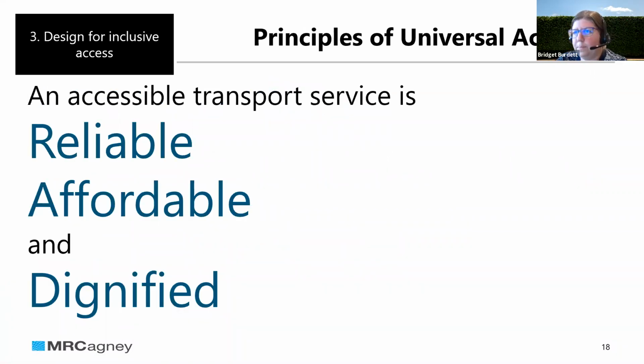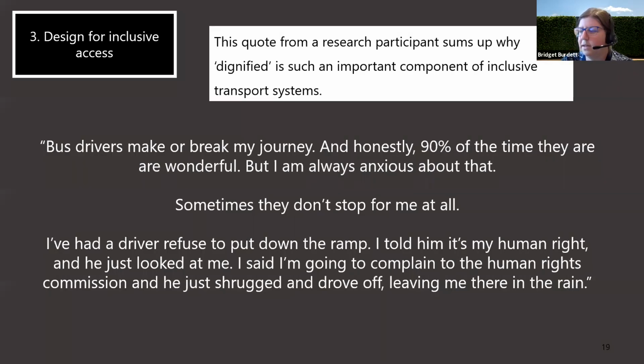When it comes to public transport and system and service delivery and design, there are three other principles, and they are that transport is reliable. It gets there when it says it's going to get there and you can rely on it. It's affordable, so everyone can pay for it, and it's dignified. And what we mean by dignified is kind of summed up by this quote from a research participant. She said a lot of people with disabilities talk about their public transport journeys in a similar way.